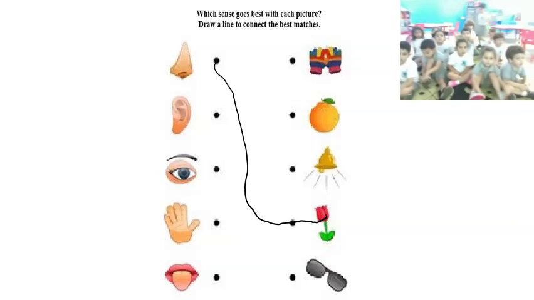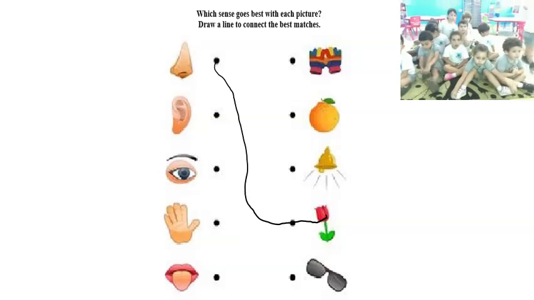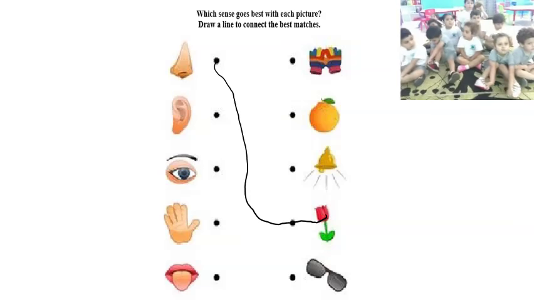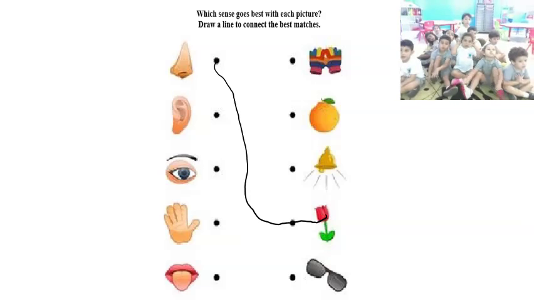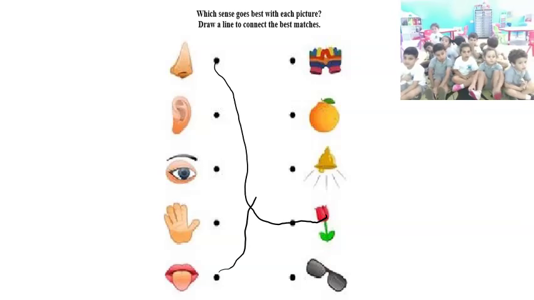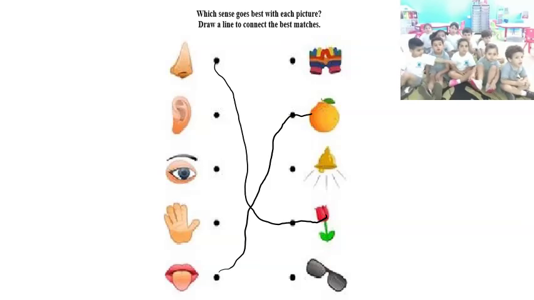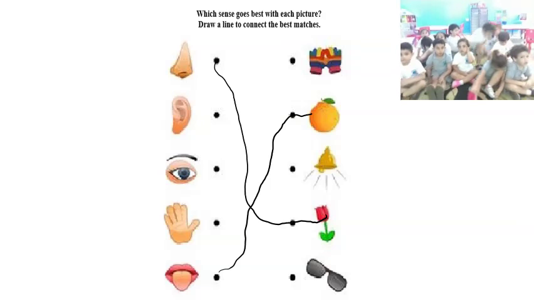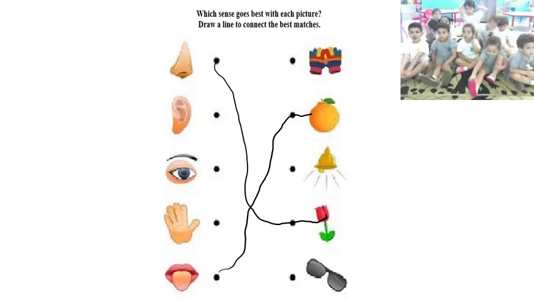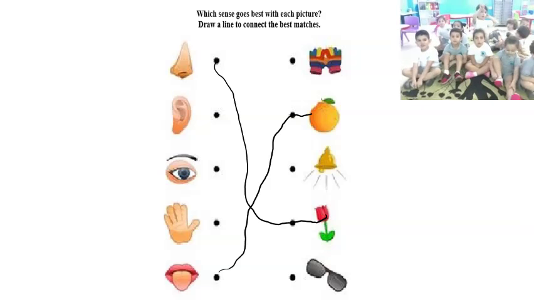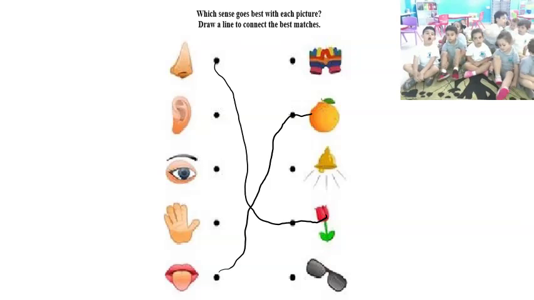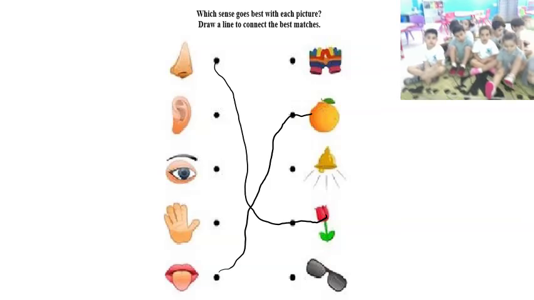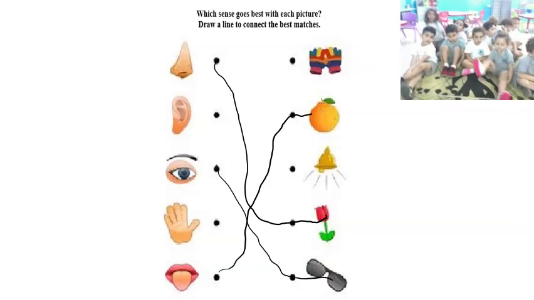Ali, come. Good. You have to match the tongue. What do you do with your tongue? You taste. What can you taste? The orange. Okay, you can go and sit down. Hashem, come. What do you do with your eyes? See. Okay, you have to match it to the... What's this? This is a? Glasses. Good, go back.